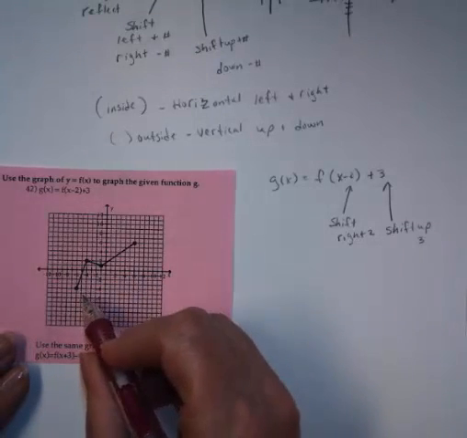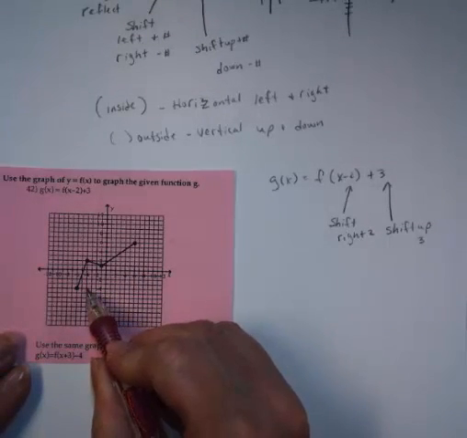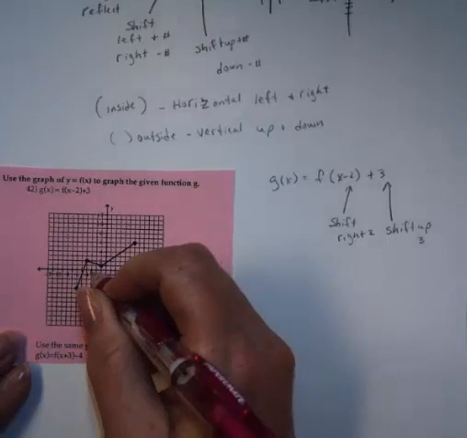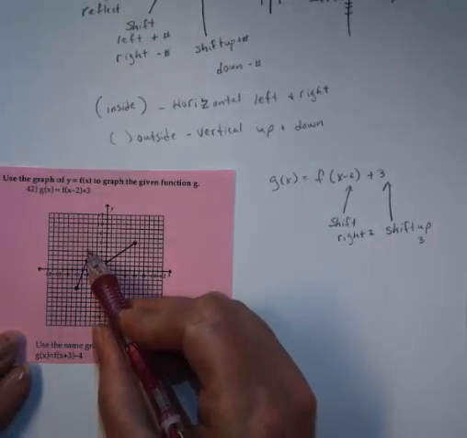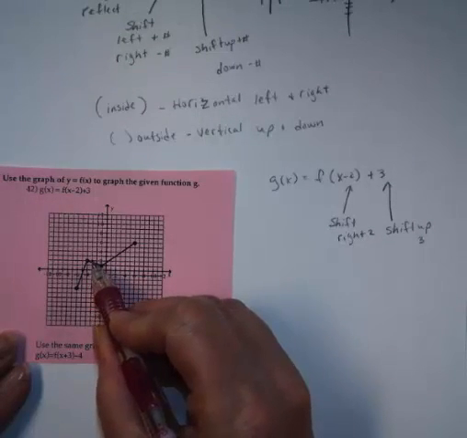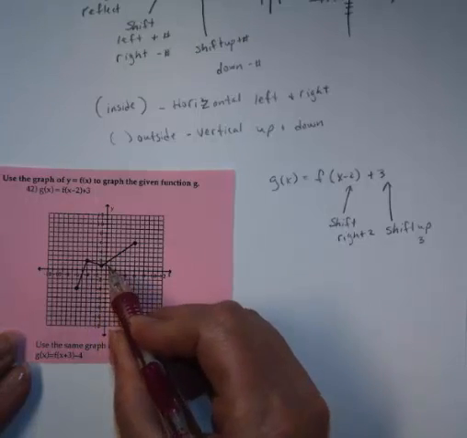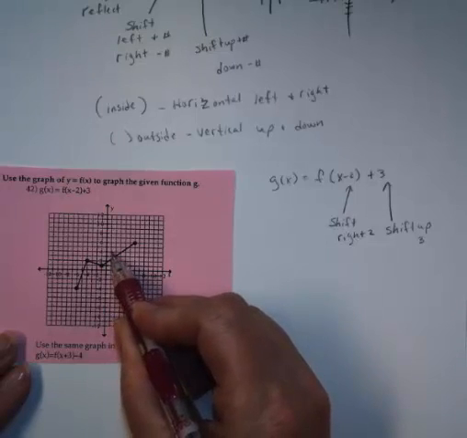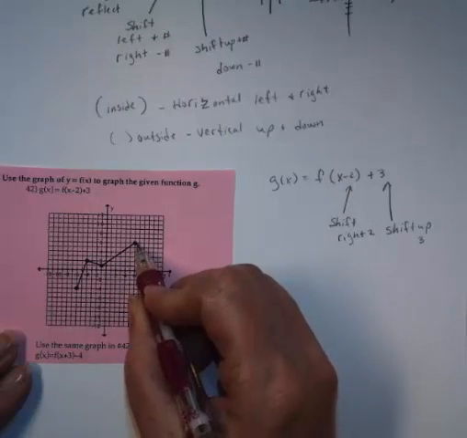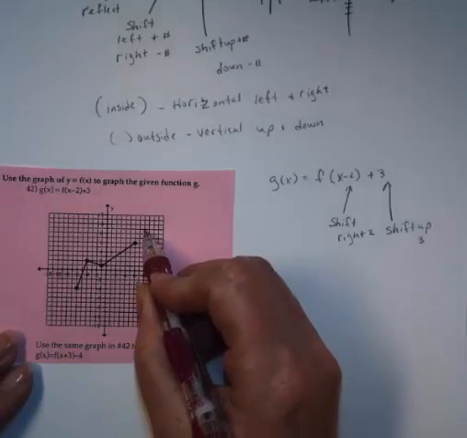So I'm going to take each point. I'm going to go right 2, so 1, 2, and up 3, 1, 2, 3. Then I'm going to go right 2, 1, 2, and up 1, 2, 3. Go right 2, 1, 2, and up 3, 1, 2, 3. And then go right 2 and up 1, 2, 3.